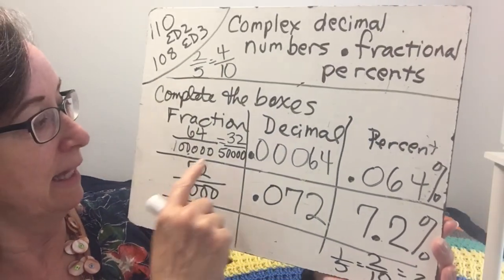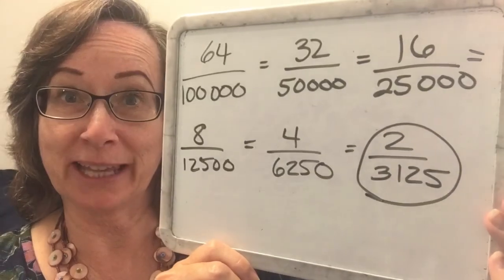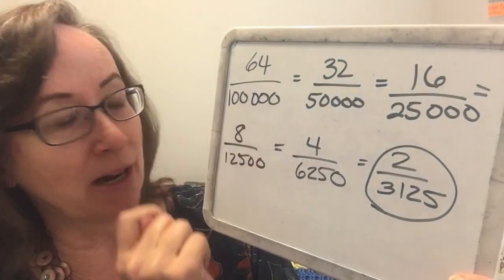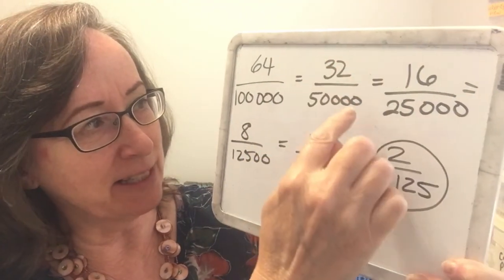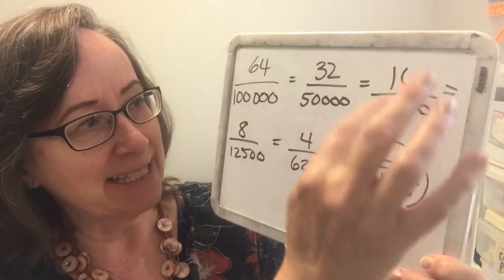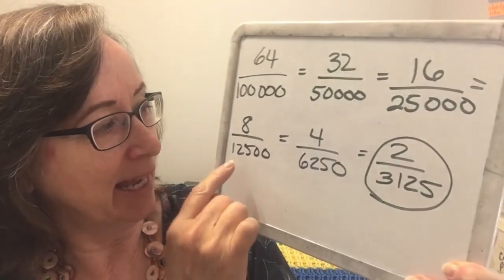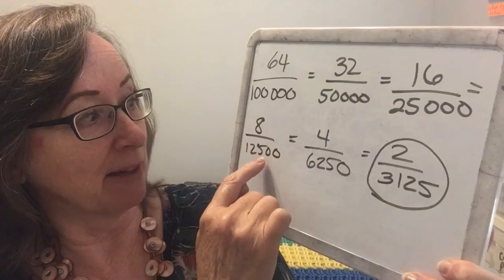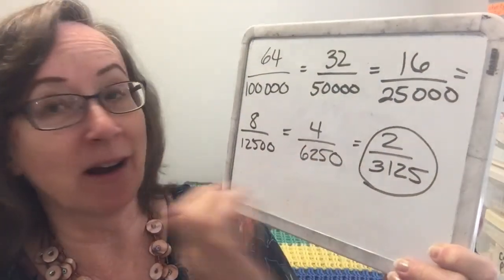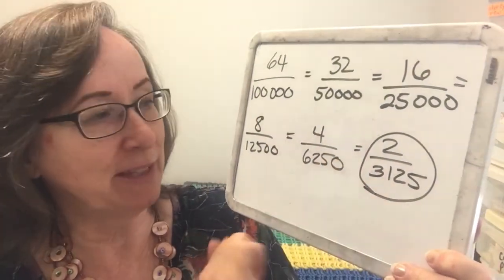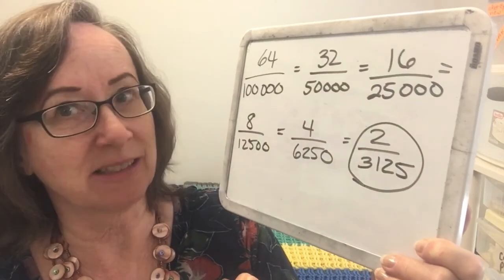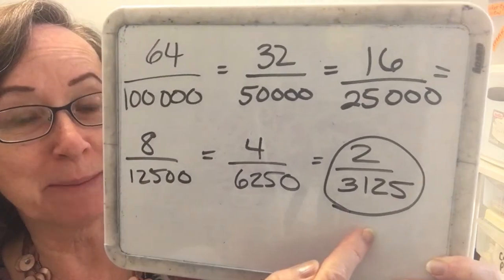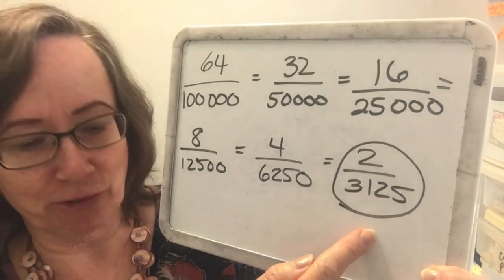All right, and then, well, I decided I'd better get a new board just for that simplification. So 64 over 100,000 is 32 over 50,000 is 16 over 25,000 is 8 over 12,500 is 4 over 6,250 is 2 over 3,125, and that is the most simplified we can get that first fraction.